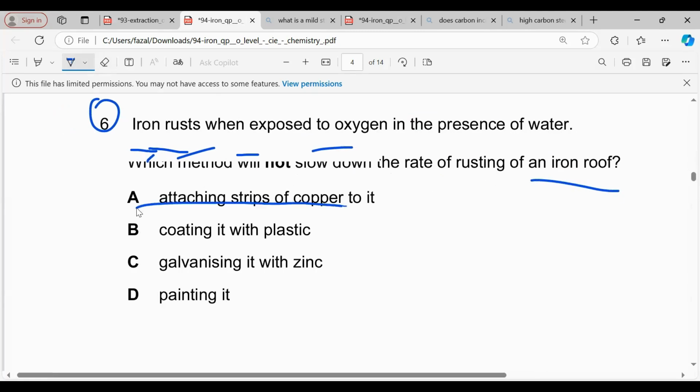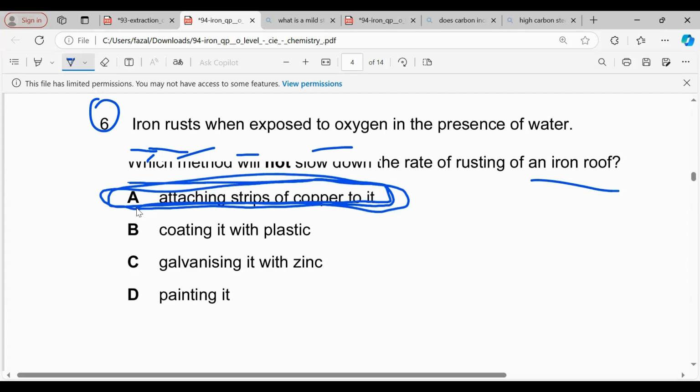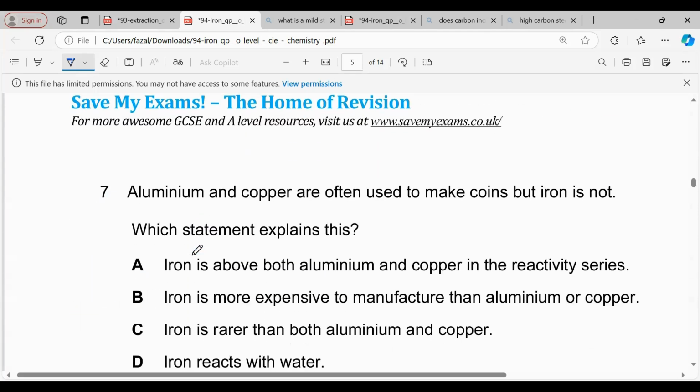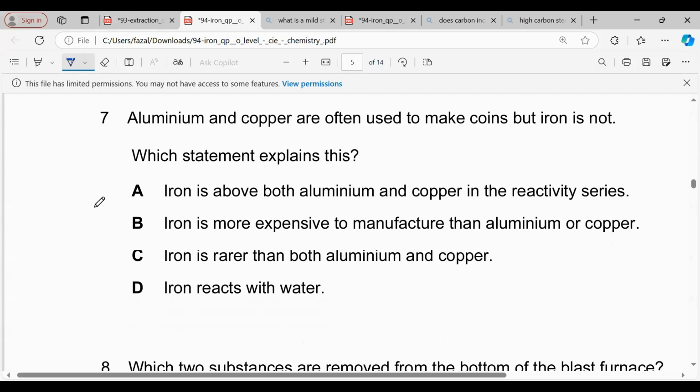Attaching strips of copper to it. No, this will not slow down but will increase the rate. B, coating it with plastic. Yes, it will slow down, so B cannot be the answer. Galvanizing it with zinc. Yes, this will also slow down, so it will also not be. And painting it will also slow down. So A is the answer. Now let's move on to question number 7.